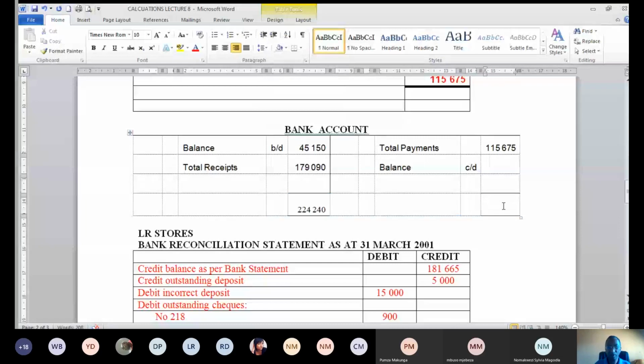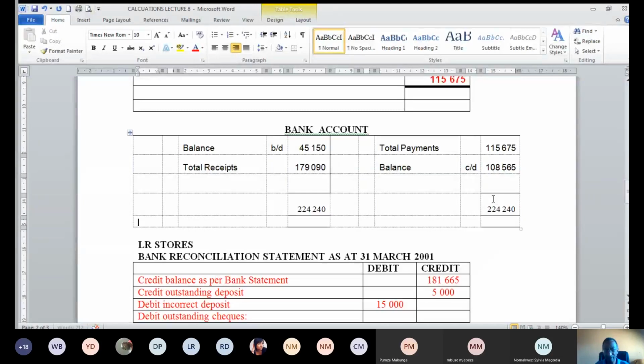To add up, put that amount on the credit side, 224,240. And you will calculate now the difference between the two sides, which is your balance carry down, 108,565.